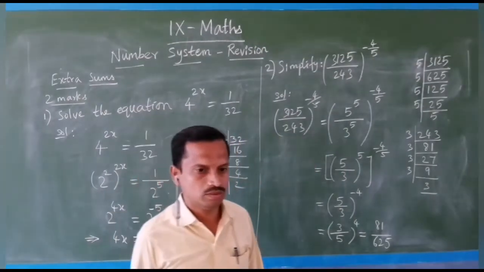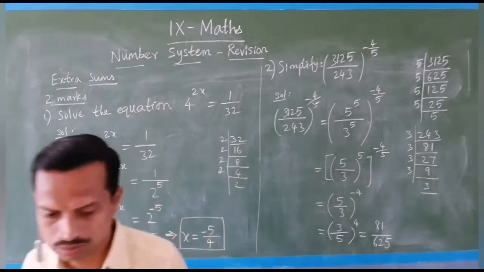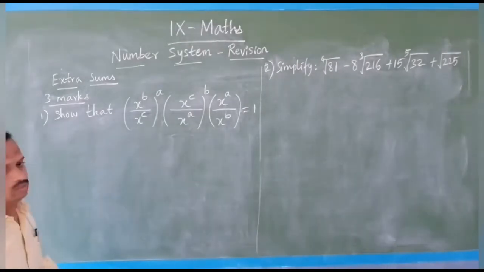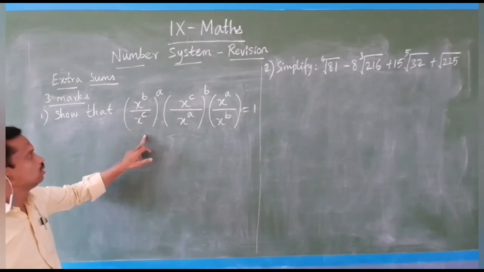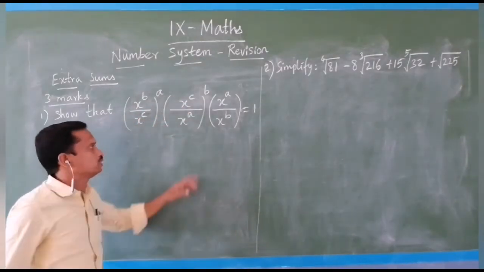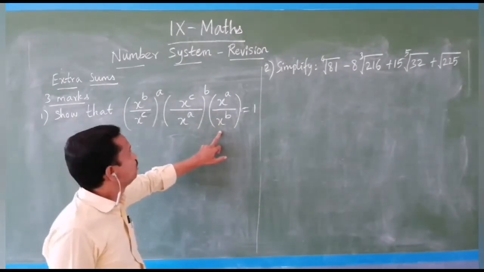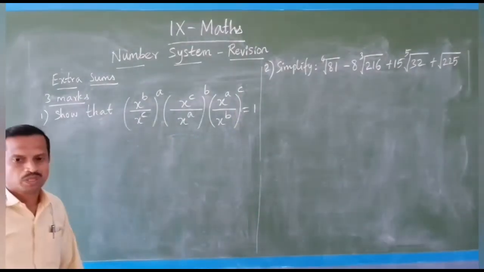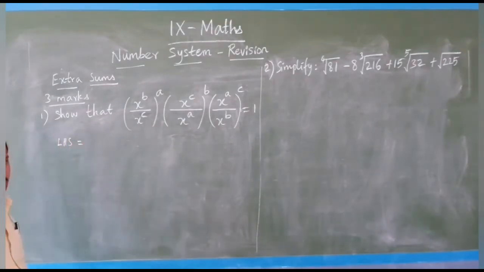And now let us see the next 3 marks question. So now coming to the 3 marks, show that (x power b by x power c) whole to the power a into (x power c by x power a) whole to the power b into (x power a by x power b) whole to the power c is equal to 1. And now take the LHS. We have to show the LHS is equal to 1.